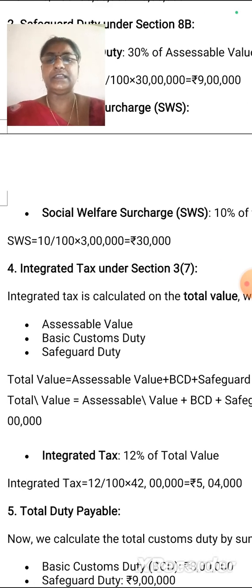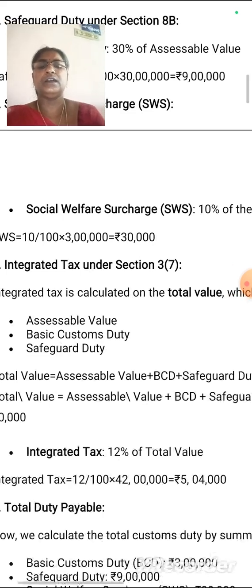Next, integrated tax under Section 37. In this integrated tax under Section 37, there are three things we are going to add. One is the assessable value, next is the basic customs duty, and the third is the safeguard duty. These three things we are going to add now. So what is that total value? From this total value, we calculate the final value.